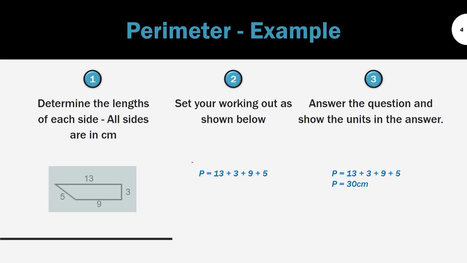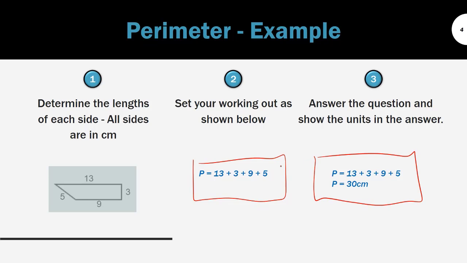So here's an example, all right? What's really important here is I show you how to set out your working out, okay? So number 1, we need to determine the lengths of each side. All sides in this question are in centimeters. So I've got this side here, that's great. I've got this side, I've got this side, and I've got this side. So this shape has 4 sides, okay?